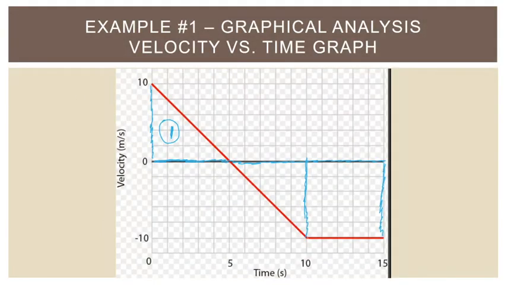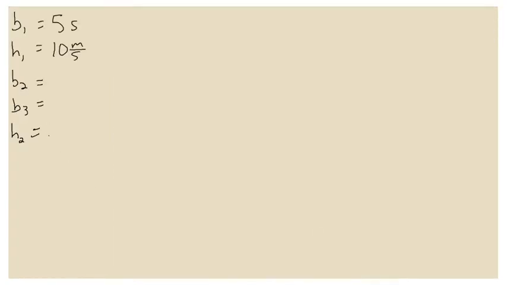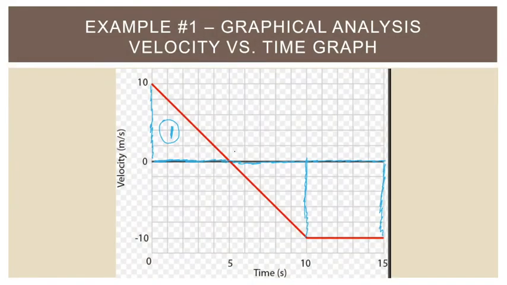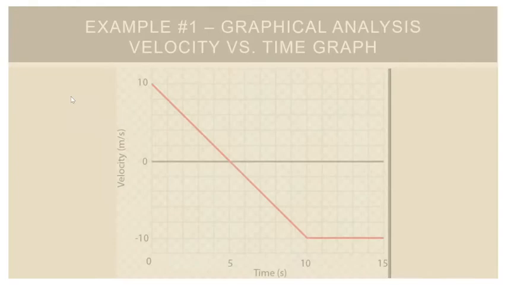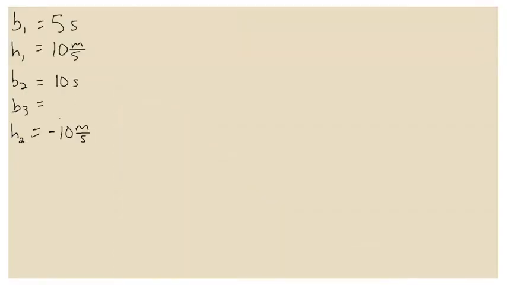Notice the height of this trapezoid is -10 meters per second. And it is very important that you make that height negative because that height is below the x-axis. Now, it doesn't really matter what you call base 2 and base 3, but I'm going to call this base 2 just because it's at the top here, and I'm going to call this base 3. So base 2 goes from 5 to 15 seconds, and so that will be 10 seconds. And base 3 goes from 10 to 15 seconds, so we'll call that 5 seconds.